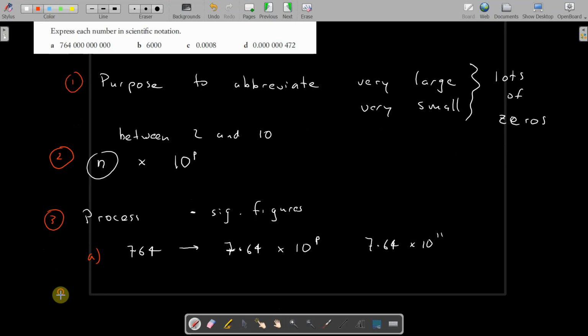Next one, I'll try and go a bit faster for this one. 6,000. So 1 significant figure times 10 to a power. There's no decimal point anywhere, but it's actually here. So to get it back to 6,000, we have to move it to the right 1, 2, 3. 3 places. 6 times 10 to the 3 is the same as 6,000.